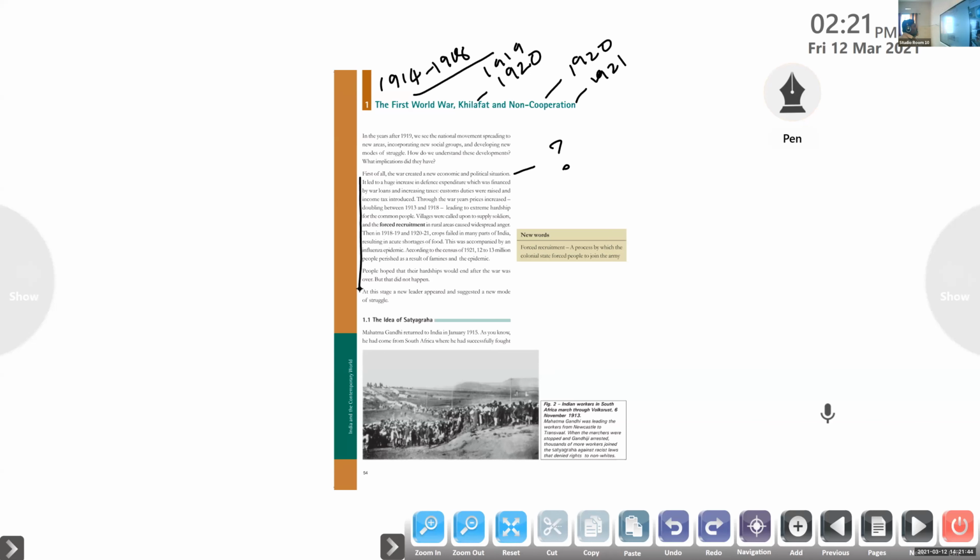Okay, so I am reading that answer. It led to a huge increase in defense expenditure, which was financed by war loans and increasing taxes. So I already told you that the British government participated in the First World War. It's a major country. They waged that war, so they spent a huge amount. They faced a huge expenditure to participate in that war. That was financed by war loans, they borrowed money from different countries. So to meet these expenses, what they did in India, they increased the taxes.